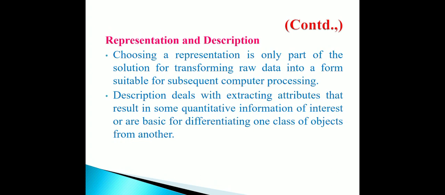Then representation and description. Choosing a representation is only part of the solution for transforming raw data into a suitable format for subsequent computer processing. The description deals with extracting the attributes from the images that result in some quantitative information of interest that are basic for differentiating one class of objects from another.